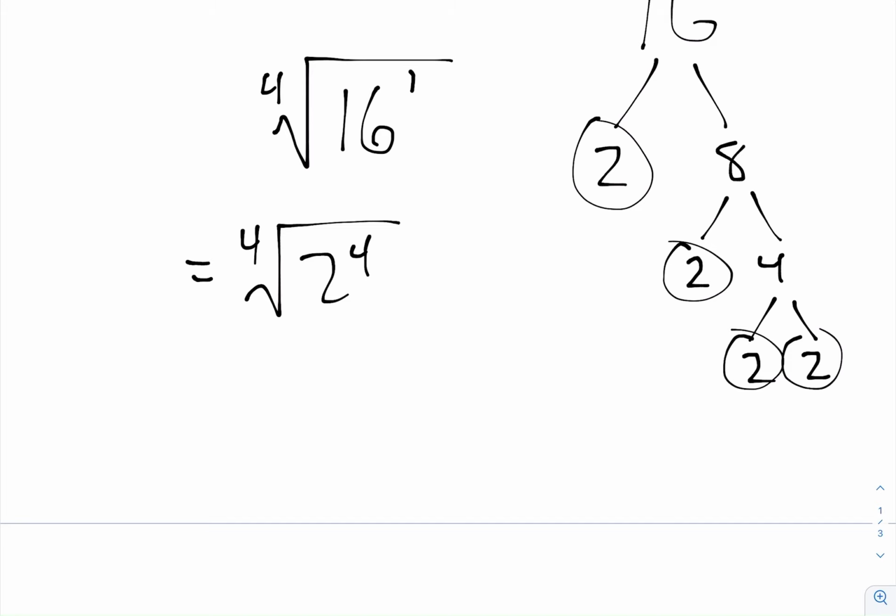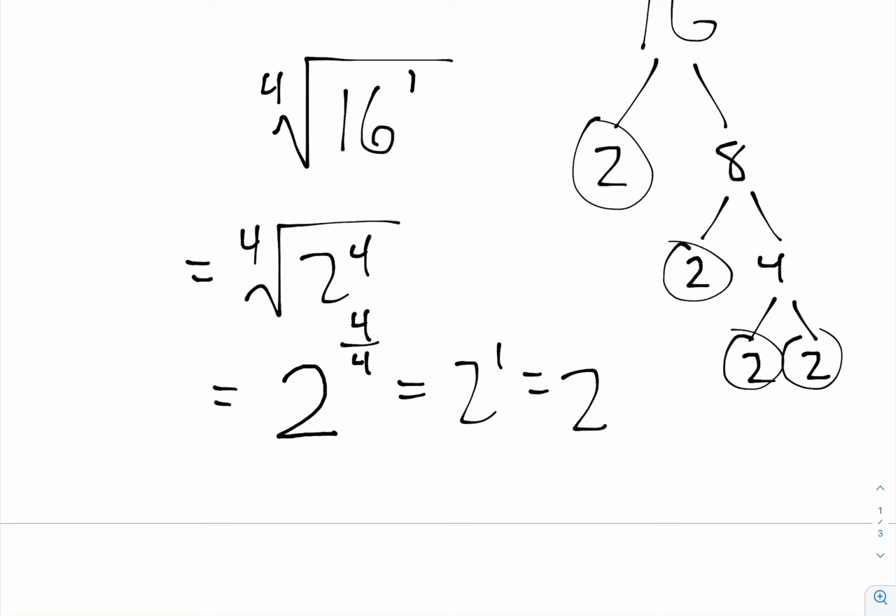Well, let's convert this to an exponent and see if we can make any sense of it. So 2 is our base of the exponent. Remember, the big number in the radicand. The power that the 2 is being raised to is the top of our fraction, and the index is the bottom. So it's 2 to the power of 4 over 4, right? So this is 2 to the power of 1, which is just 2.